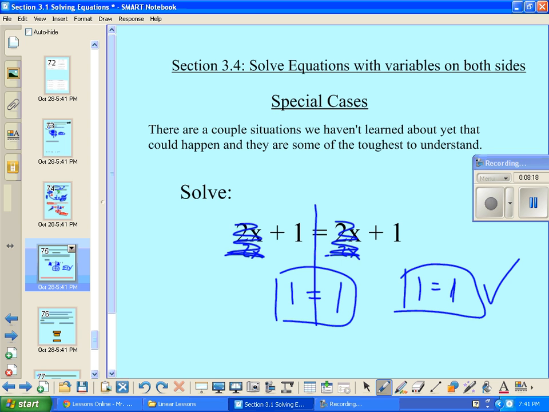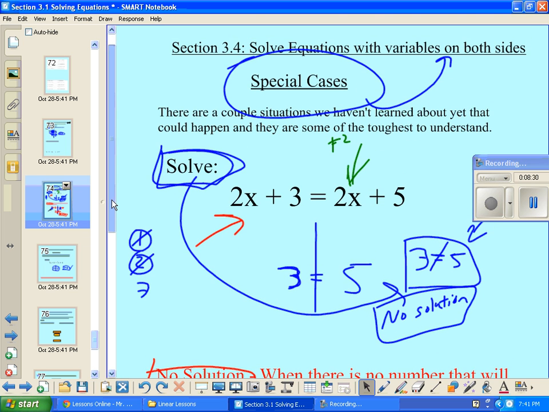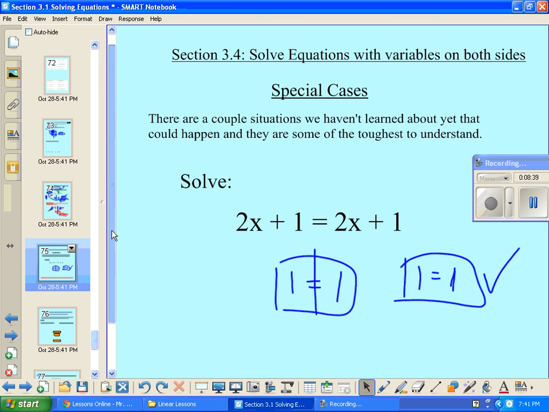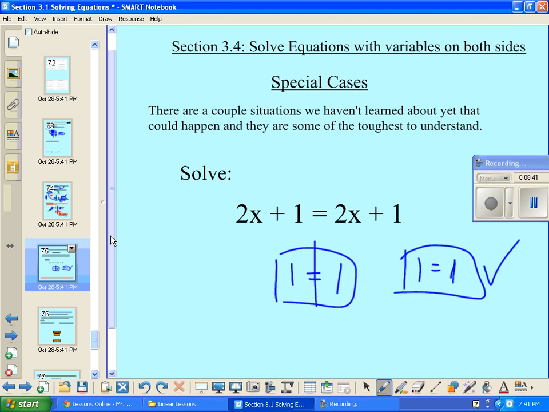Well, what's going on in this particular problem then? Because again, there are variables on both sides of the problem, and all of a sudden, when I started solving, my variables canceled out. But remember, on the previous page we ended up with something like 3 equals 5, and that's not true. That was the no solutions case. Well, what happens when I end up with something that is true? What happens if I end up with 1 equals 1? 1 is the same as 1, so that does work.